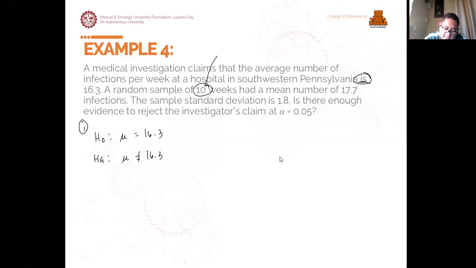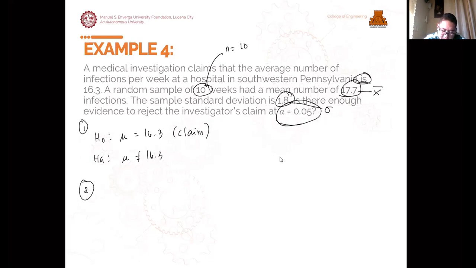Okay? You can see our n is less than 30. It had a mean of 17.7, which is our sample mean. Standard deviation is 1.8. Is there enough evidence to reject the investigator's claim? Our alpha is 0.05. What is our claim? This is our claim. So, let us get our t-test. What we do here is the same as our z-test method. First, let us identify our critical value.